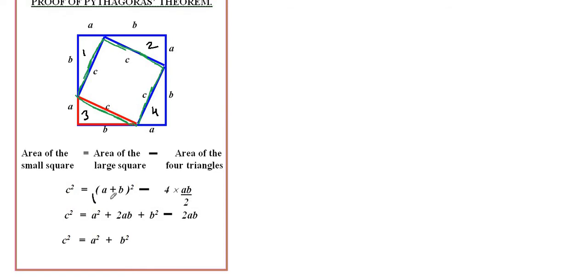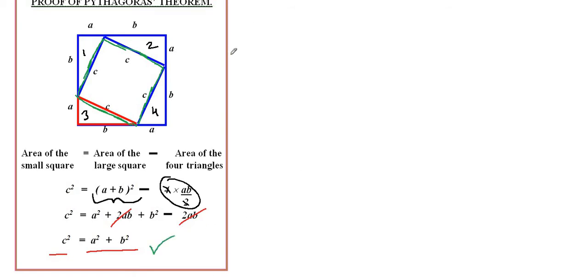So if we FOIL A plus B squared, we obtain A squared plus 2AB plus B squared. And if we simplify this, 4 divided by 2 is 2, so 2 times AB, and this positive 2AB cancels negative 2AB, so we obtain A squared plus B squared on the right hand side, and on the left we obtain C squared. So this proves Pythagorean theorem.